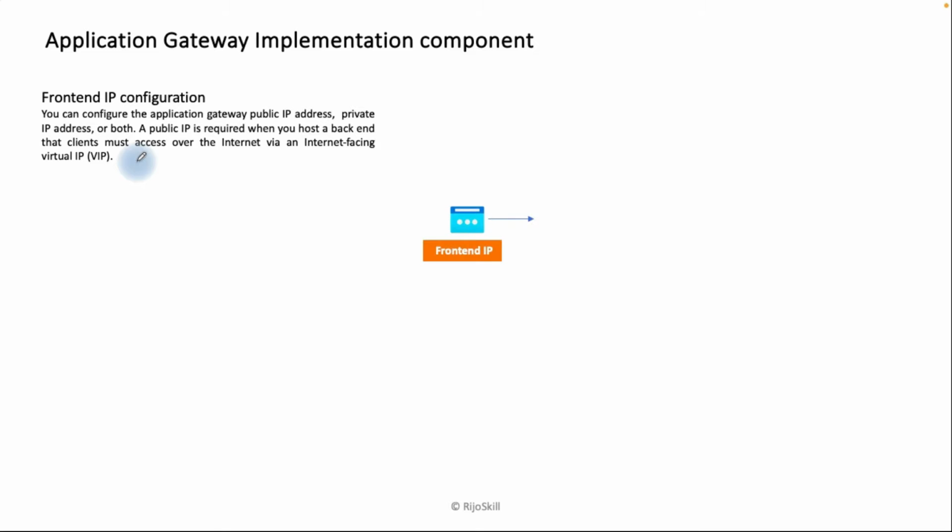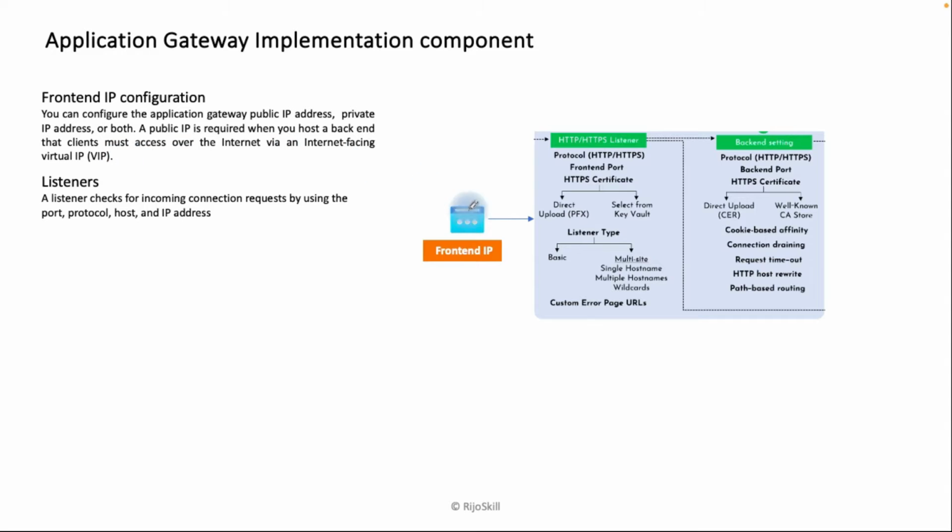Example, you need to access rijoskill.com. The application gateway will be created with a front-end IP address, public or private. This public or private address receives the traffic. Then the traffic will go to a listener, which checks the incoming connection request by using the port, protocol, host and IP address. So once you hit the traffic on the public IP address, it moves to the listener. You can see here the listener, and here the backend settings.